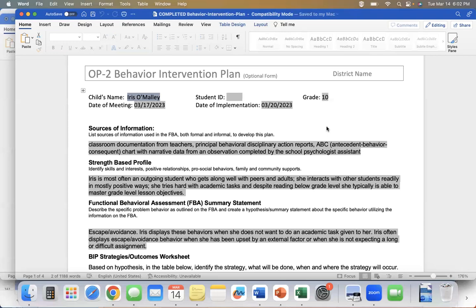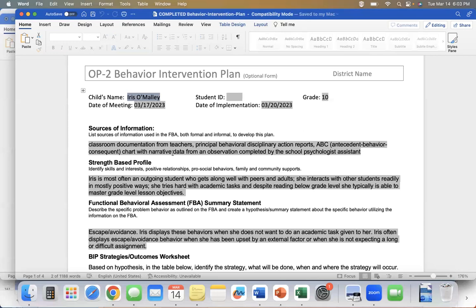We should definitely have some ABC charts and some other narrative data from an observation. Observations can be completed by your school psychologist, the psychology assistant. Your building principals could do those. In a lot of cases, the intervention specialist does those. Either if they're working with the student or you've got a student you haven't worked with, you might have an IS that's not as familiar with the student come in and take some objective data.